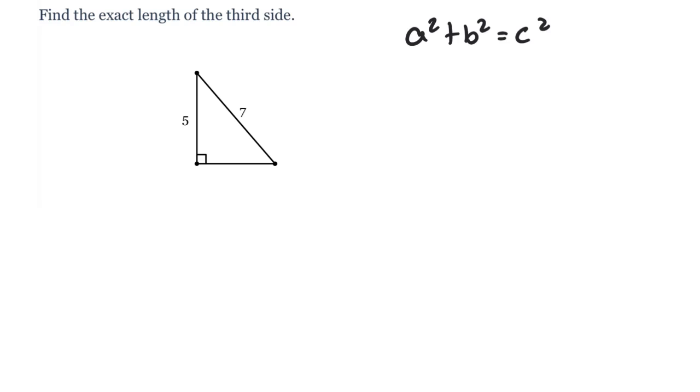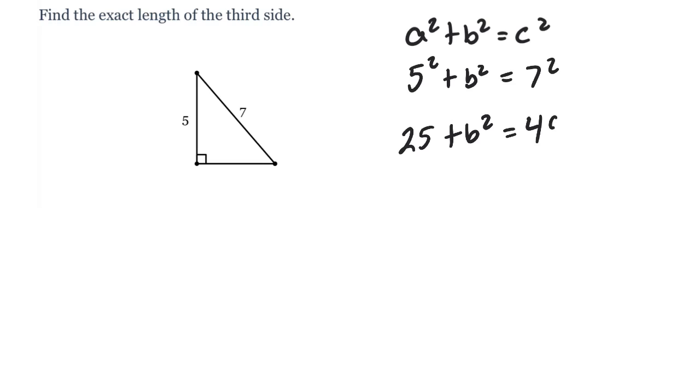So I'm going to say that my 5 is my a value. Doesn't really matter. Plus b squared equals 7 squared, because 7 is my c value. So if I work this out, I have 25 plus b squared equals 7 squared is 49. So the whole time I'm just working to get the b by itself.